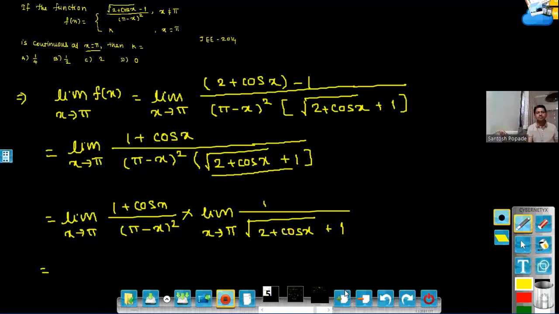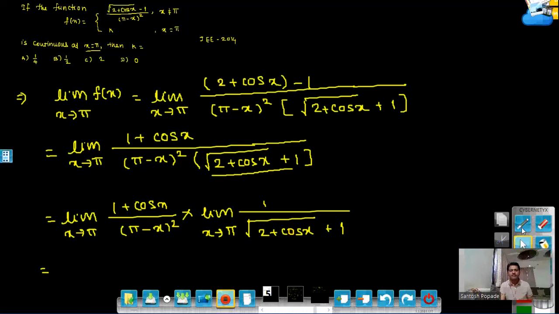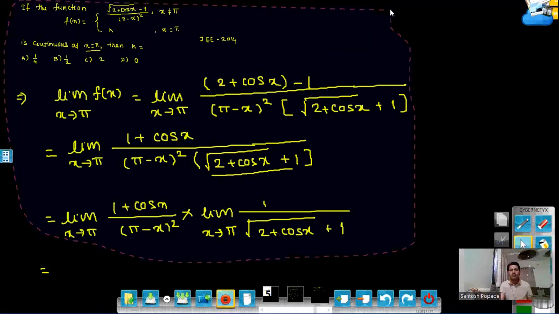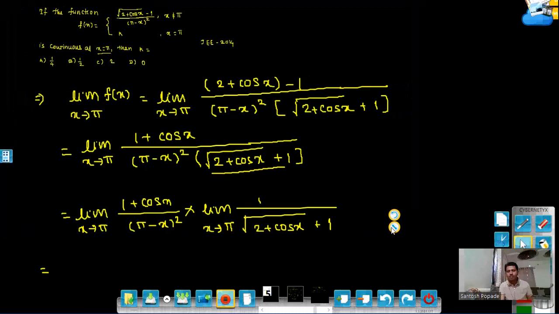And to find the first limit, observe that the denominator is becoming 0 and the numerator is also becoming 0. The denominator and numerator both become 0. That means I can use L'Hopital's rule there. So for L'Hopital's rule, I have to differentiate the numerator and denominator separately.